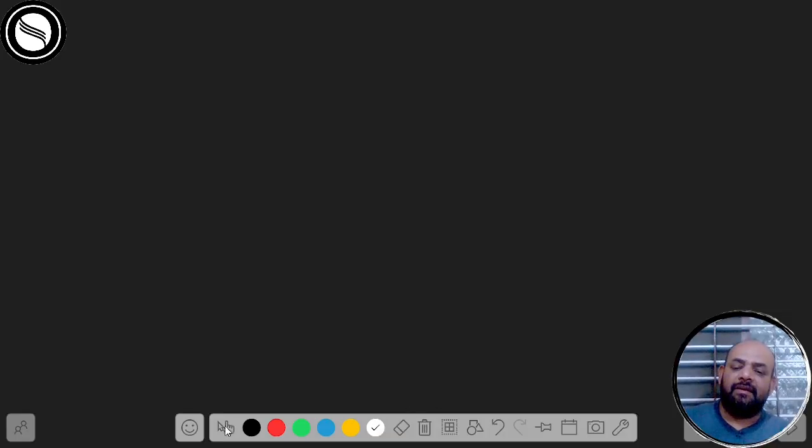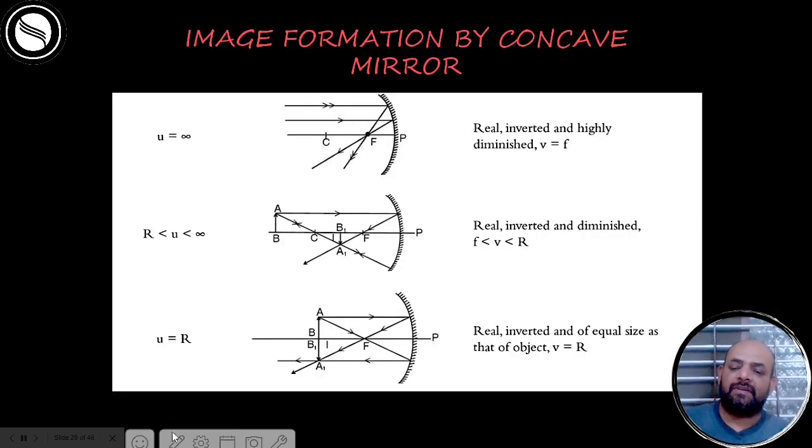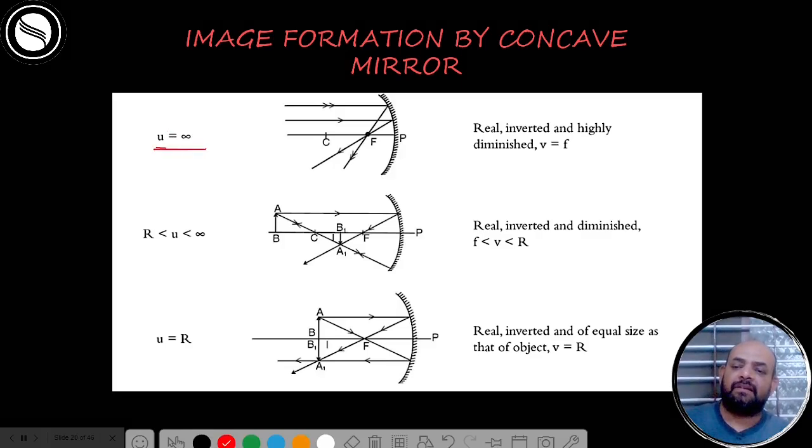That's why we take the first situation. In the first situation, whenever the object is at infinity, rays which are coming from that object are always parallel to each other. And in this condition, we will consider these two rays as coming parallel to the principal axis. So they will always meet at the focus. You can take this ray also, it will also meet at the focus. Any ray you take will meet at the focus because it is parallel to the principal axis, and we don't have any other option. Rays are always parallel to the principal axis. So this is the first situation.